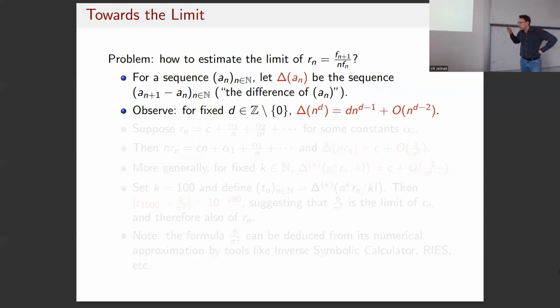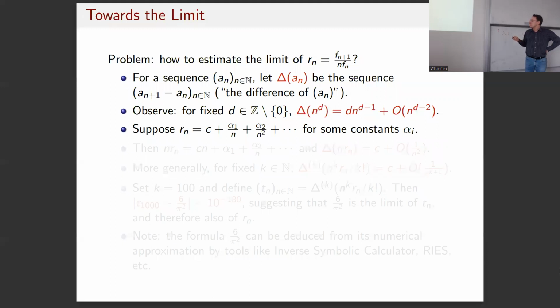And the key property of this difference operator is that if I apply it to a polynomial, or let's say a sequence that behaves like n to the d, I obtain a polynomial of degree one lower, plus terms of even smaller degree. And that's also true if the degree is negative. It's not true if the degree is 0, in which case I have a constant sequence, say constant 1, and the difference of a constant sequence is the 0 sequence.